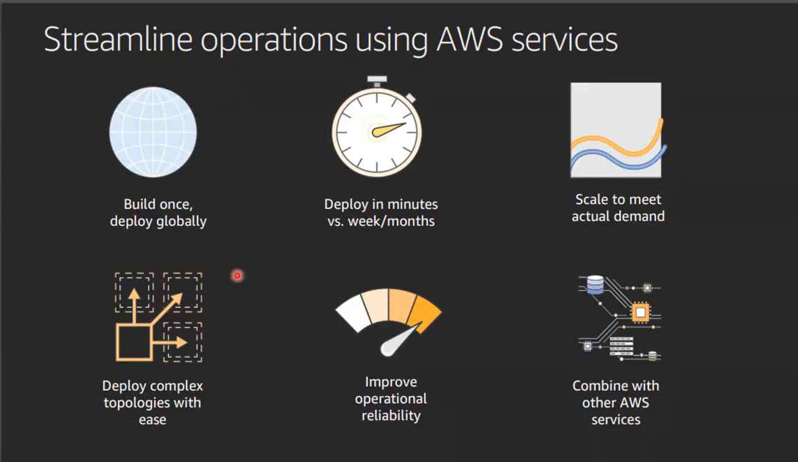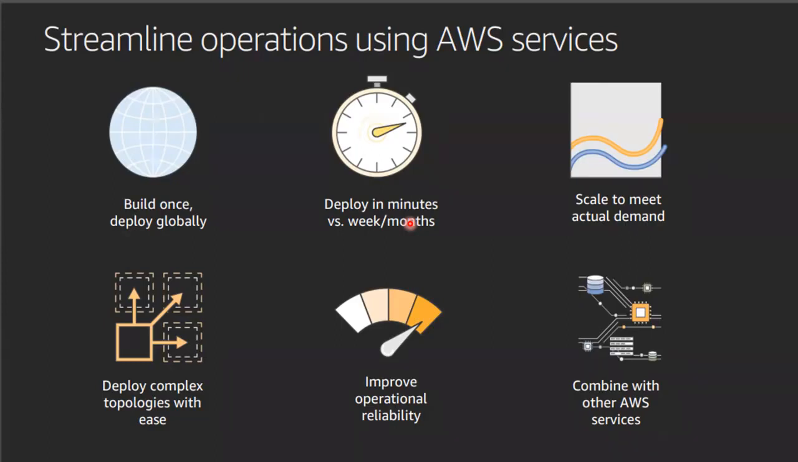So first one is build once, deploy globally. You can have a template that you can use to deploy all your SAP workload in multiple accounts, or maybe in a different region itself. So you can basically build once and deploy globally. You can deploy in minutes versus weeks, or sometimes SAP deployment can even take months. With the help of templates, AWS services and very strong integration, you can deploy SAP workload in a few minutes.